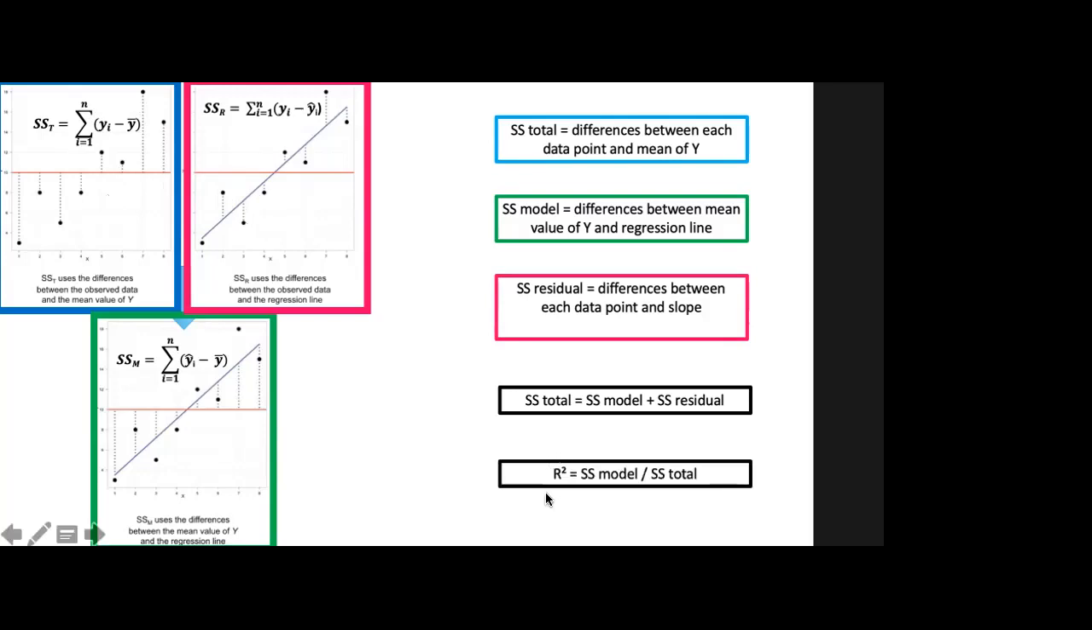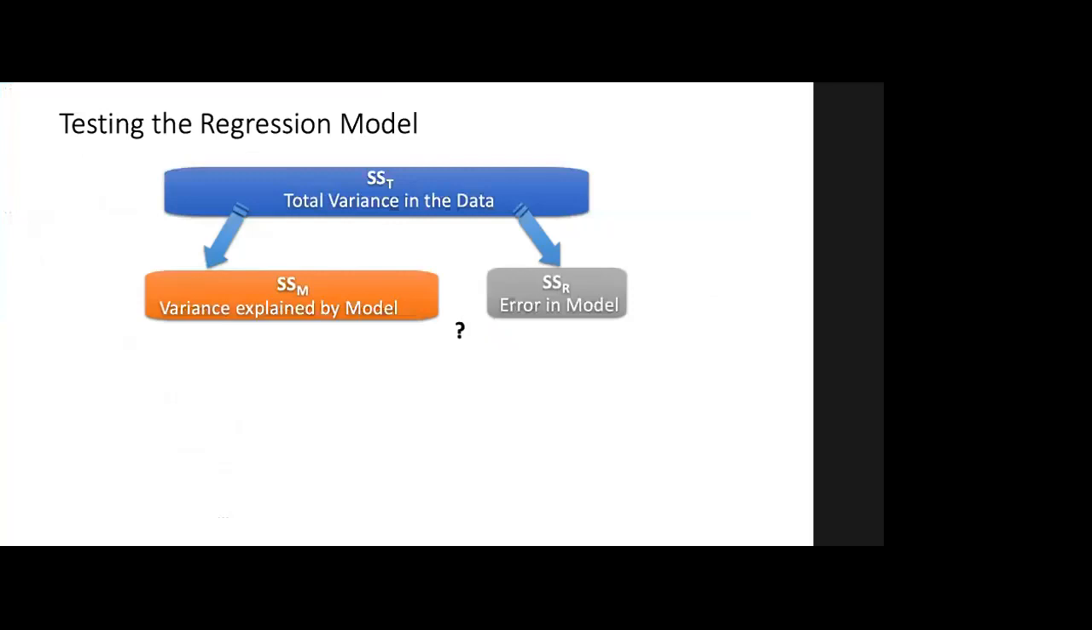And our R squared is nothing more than the ratio of our model sum of squares, so what is explained by the model, over the total sum of squares. So it is the proportion of variability that is accounted for by the model, divided by the total sum of squares, the total variability. So what proportion can be explained in the total variability?